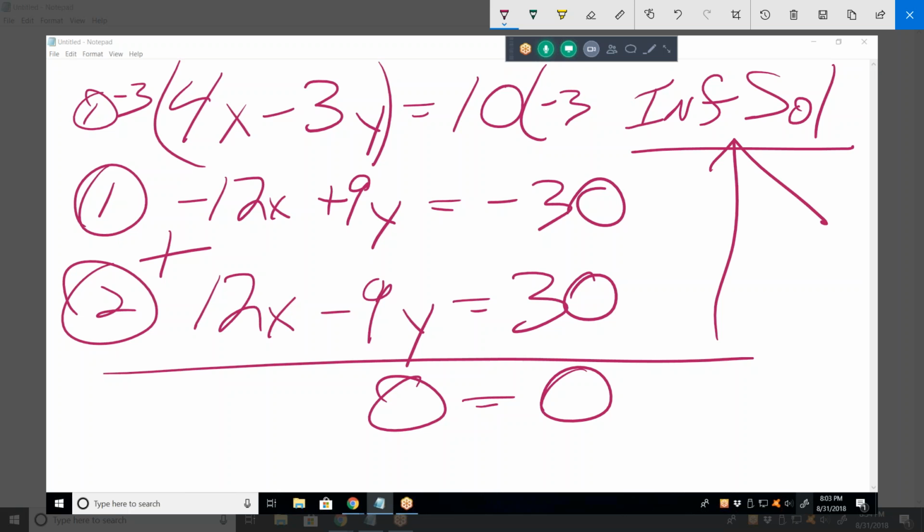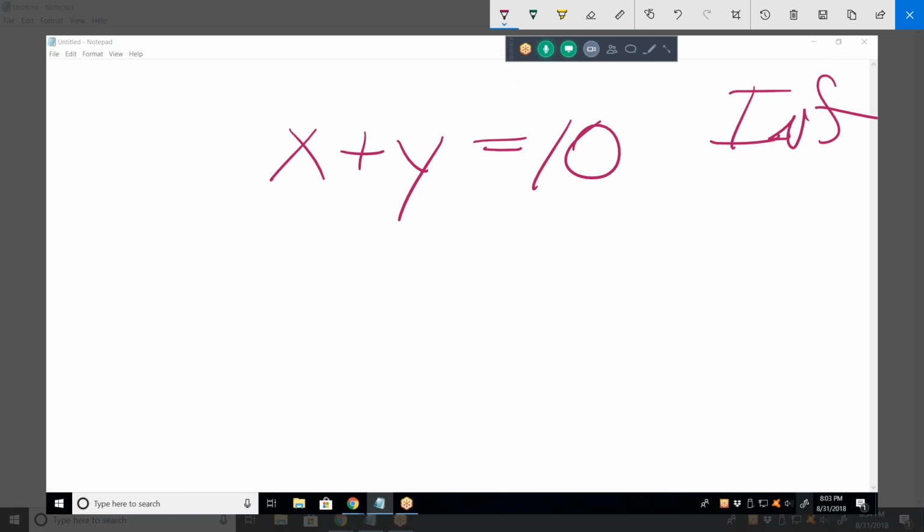You only have 1 equation. And 1 equation, doesn't matter what it is. If I tell you x plus y equals 10, that has an infinite number of solutions. Notice x could be 1, y could be 9. X could be 2, y could be 8. Now if I introduce negative numbers, x could be minus 1, y could be 11. X could be minus 2, y could be 12. I can go on forever.